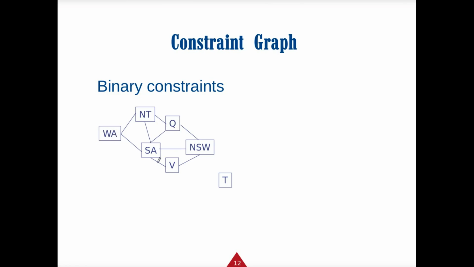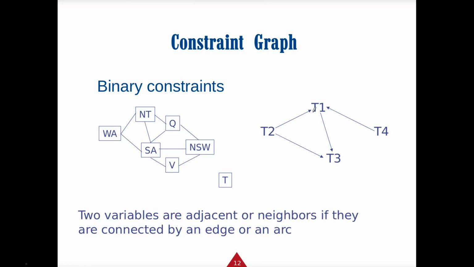Notice here T is an island, so it doesn't have any constraints. Basically you can put whatever color you want on it. But all these other ones have different constraints applied to them. Then you can do a graph where territory 1 is related to territory 3, territory 2 is related to territory 3, and territory 4 is constrained only to territory 1. Two variables are adjacent or neighbors if they're connected by an edge or an arc.